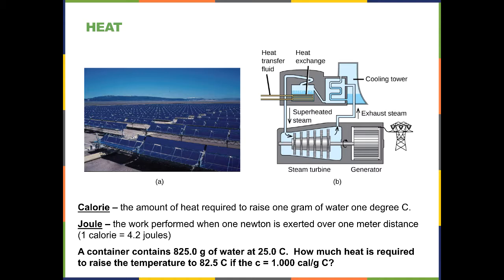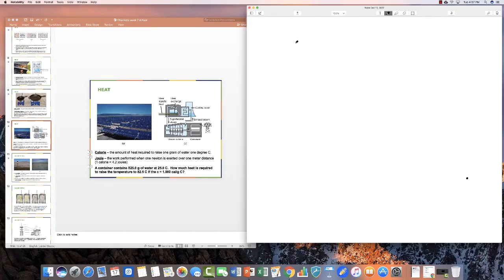So if you have a container that contains 25 grams of water at 25 degrees, how much heat would be required to raise the temperature to 82.5 degrees centigrade if the specific heat capacity of water is 1 calorie per gram per degree centigrade? Here's how we would do this problem.